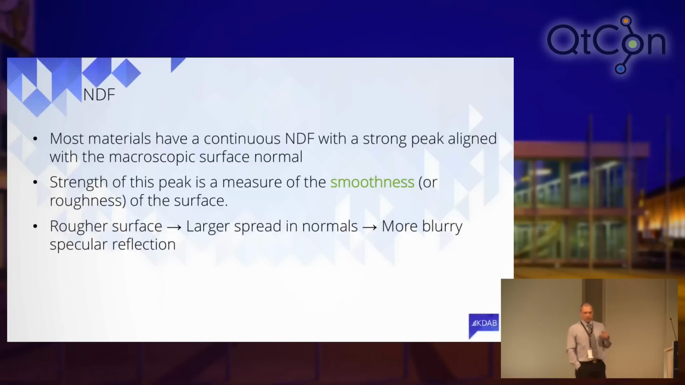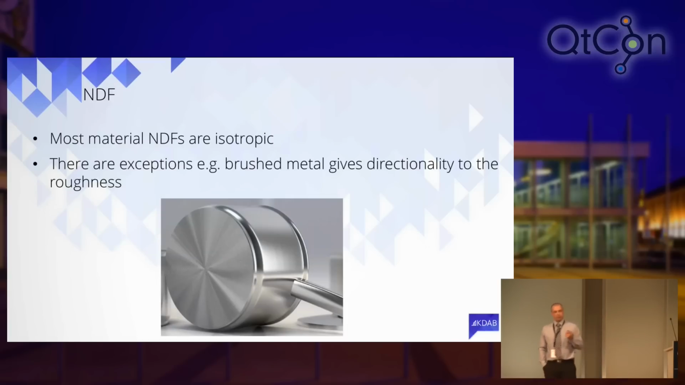Most materials have NDFs that are isotropic. They're the same in any direction. However, some things, such as brushed metal, actually introduce surface imperfections with a definite directionality. So brushed metal saucepans, for example, give you this circular pattern on the base of the saucepan. That's this microstructure causing the light to behave differently in different directions.